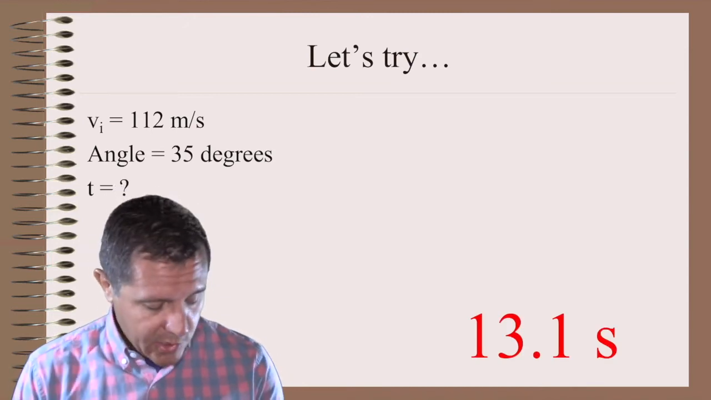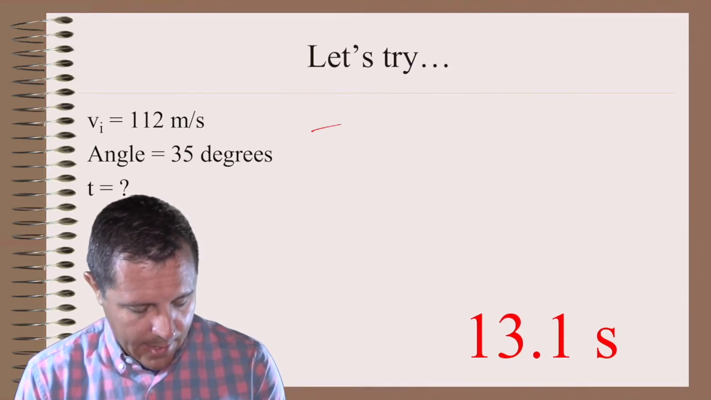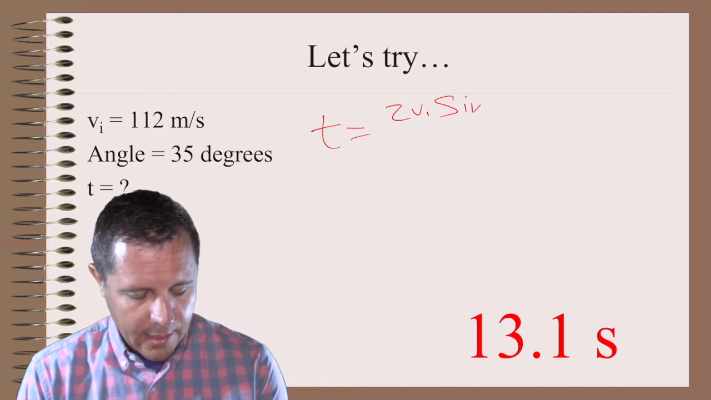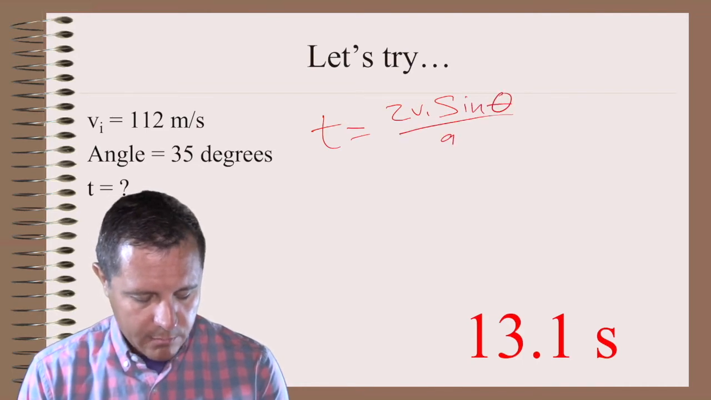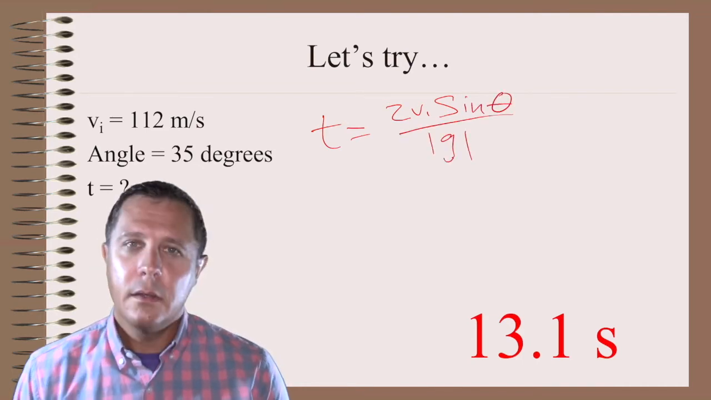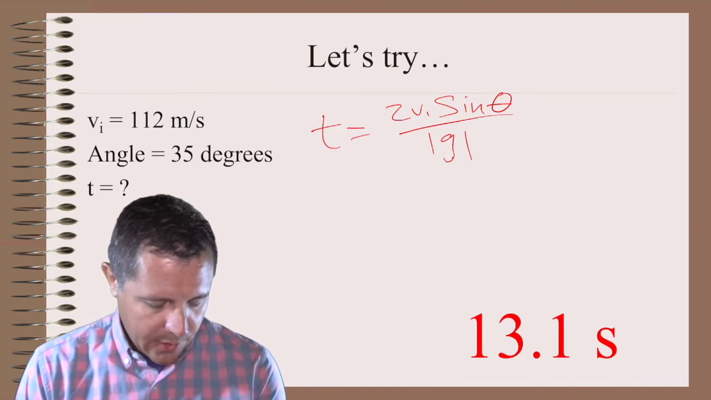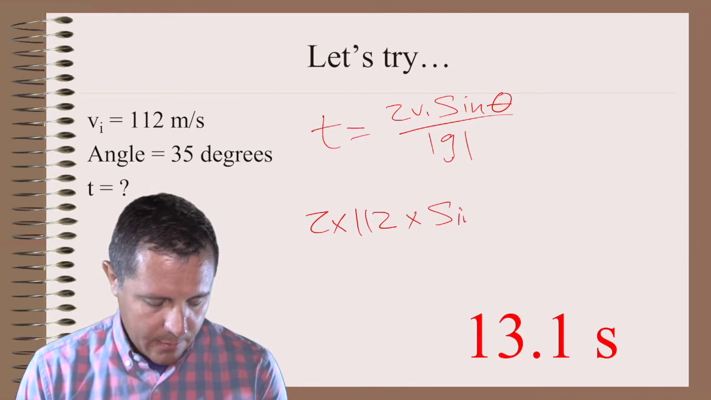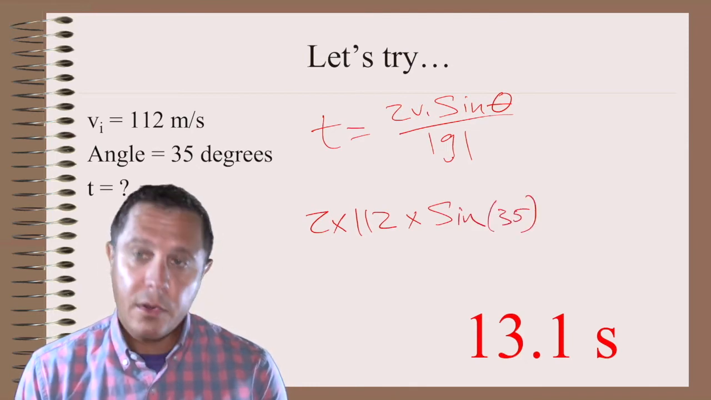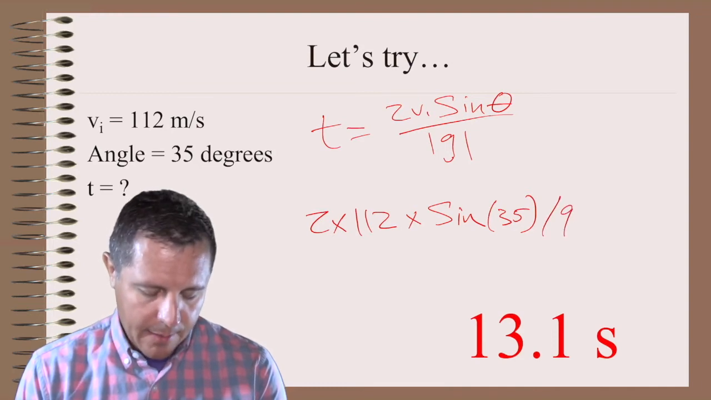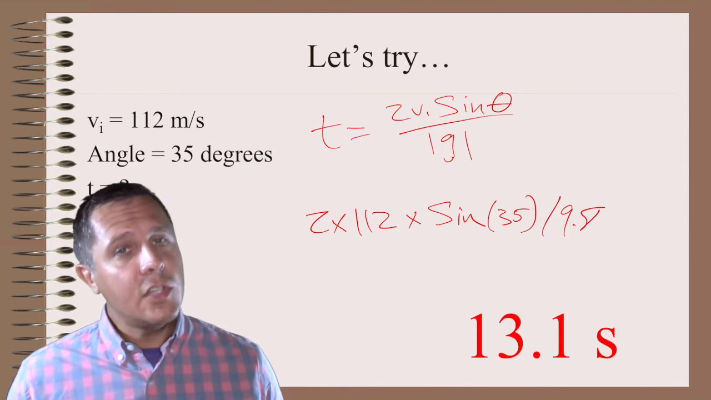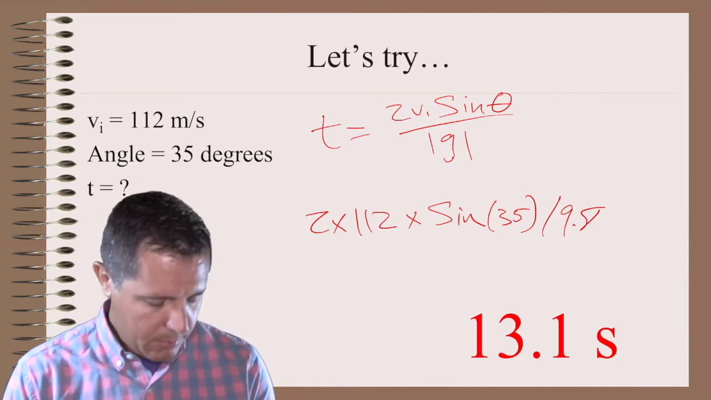All right. The way it should look in your calculator, again, would be time. So the equation is time is equal to 2vi times sine theta over g, absolute value. All right. In my calculator, I should have 2 times 112 times sine of 35, close your parentheses, divided by 9.8. And you should get that answer. All right, again, check your mode. Make sure you have it in degree mode.